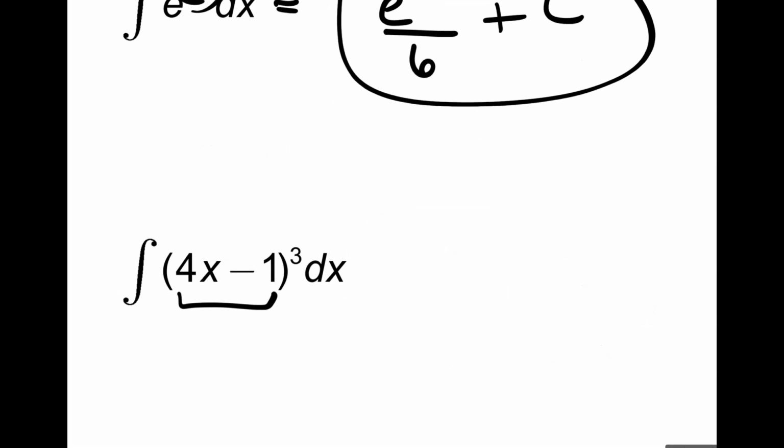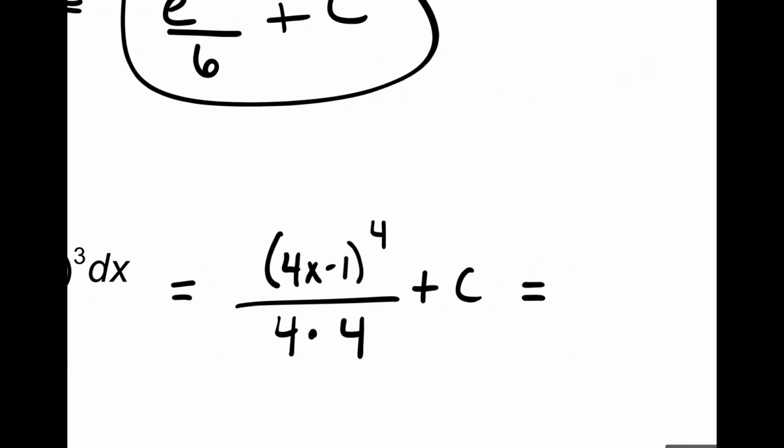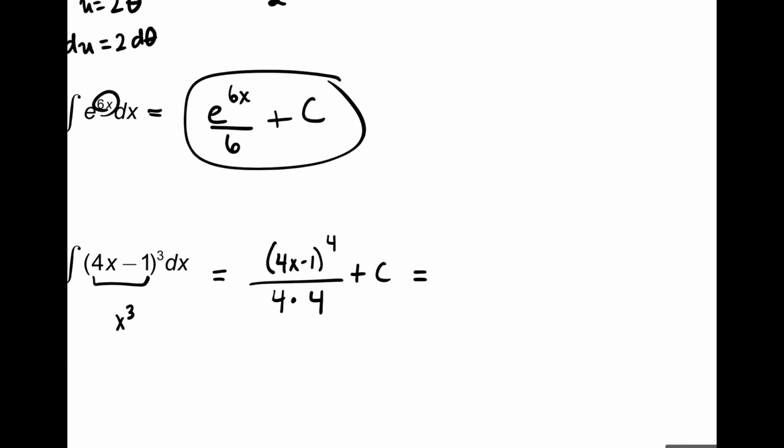Here, my inside is 4x minus 1. The derivative is 4. Awesome. So I'll divide by that 4. Now, just treat it like you had x to the third power. So we add 1 to the exponent, so this is going to be 4x minus 1 to the fourth. Then you have to divide by your new exponent, which is 4, plus my c. So that's why I have 4 times 4 on the bottom. The first 4 is from the derivative of the inside. This second one is from actually taking the integral using the power rule. So this is 4x minus 1 to the 4th power over 16 plus c.